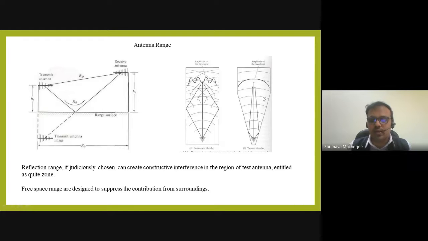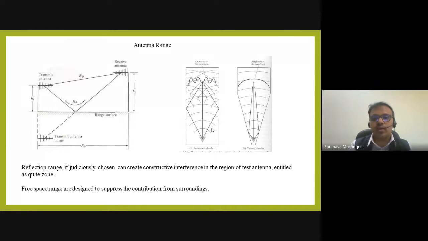This plane wave is important because in the far field we are only considering, theoretically, that the antenna is incident with a plane wave. So we have to create this plane wave. In the reflection range, we have to have sufficient distance so that this plane wave happens, which is the far field. But for different antennas, this size may be very big, so we cannot do that.